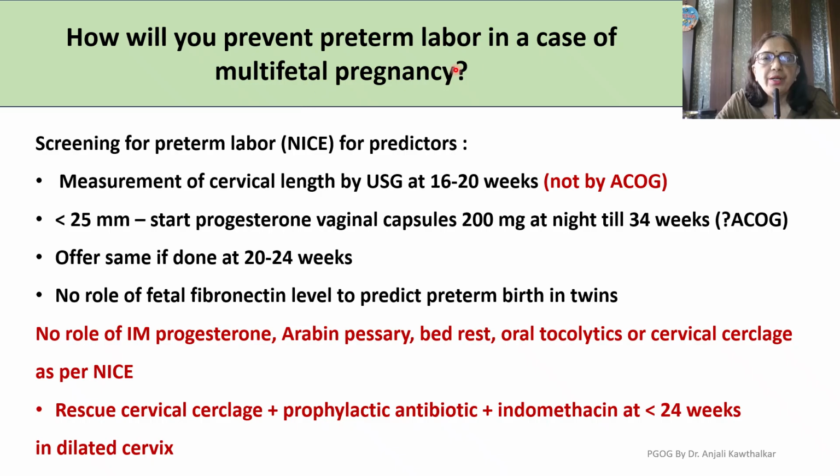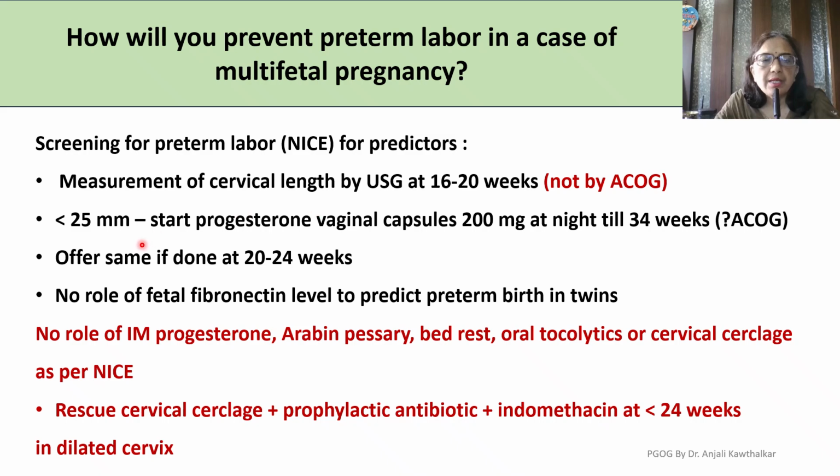Now, how will you prevent preterm labor in a case of multifetal pregnancy? We know that there are some factors which are considered as predictors for preterm labor, and we should be screening for those. Screening for preterm labor as per NICE for predictors: we have to do the measurement of cervical length by ultrasonography at 16 to 20 weeks. ACOG differs here; according to ACOG, it is not of much use to do the measurement of cervical length by ultrasonography. But NICE guideline is advocating that we should go for that from 16 to 20 weeks.